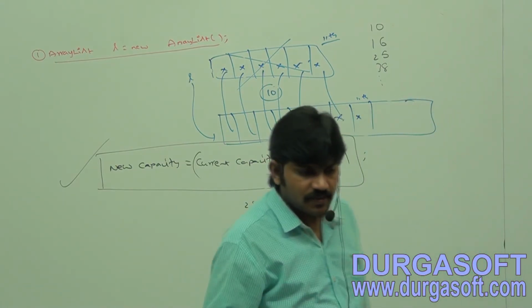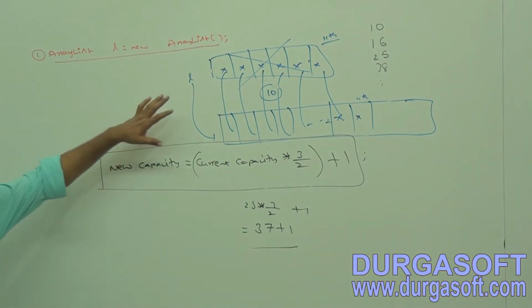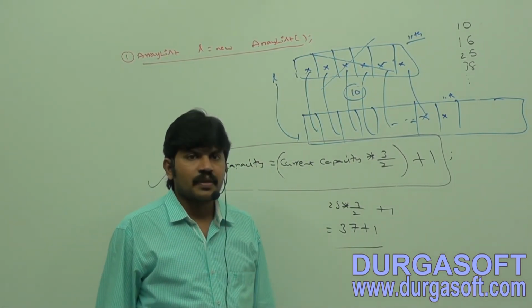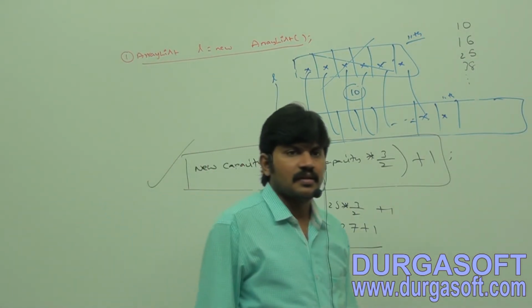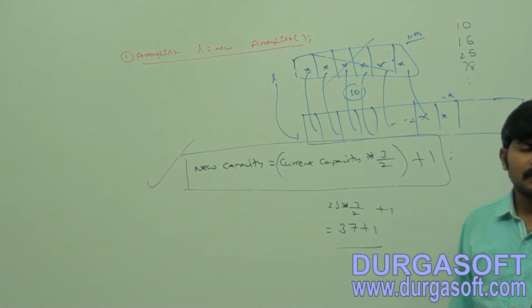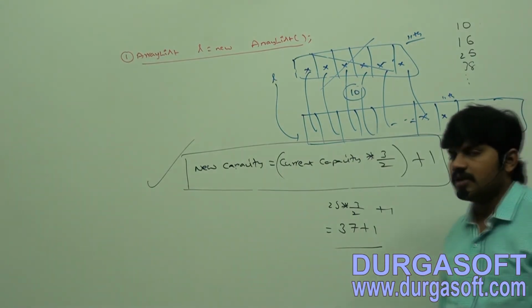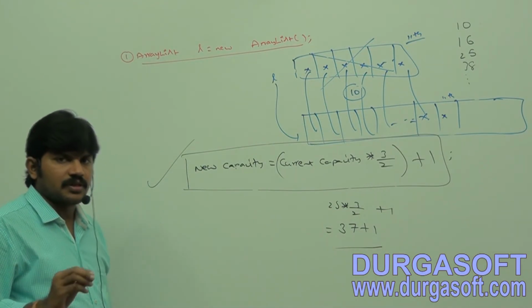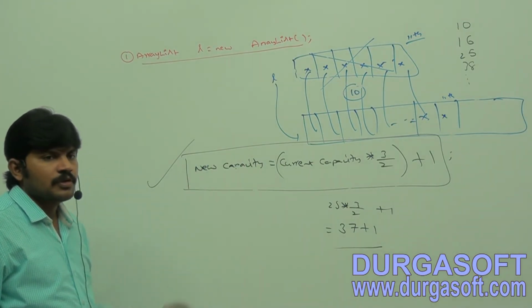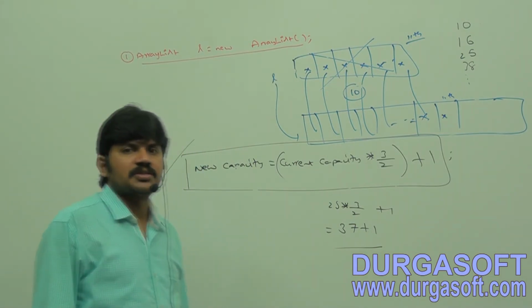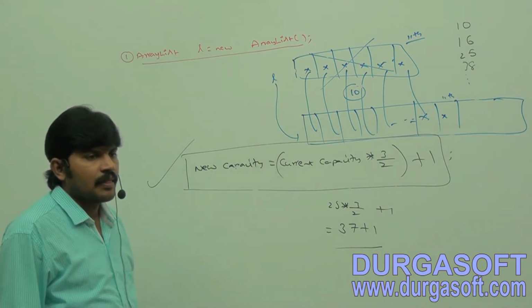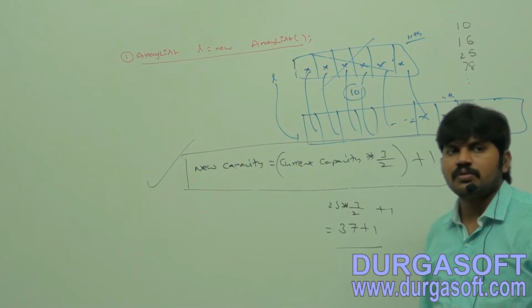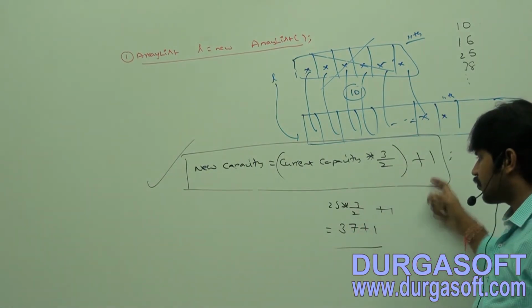Next up: once the ArrayList reaches its max capacity, then a new ArrayList object will be created with new capacity equal to current capacity * 3/2 + 1.